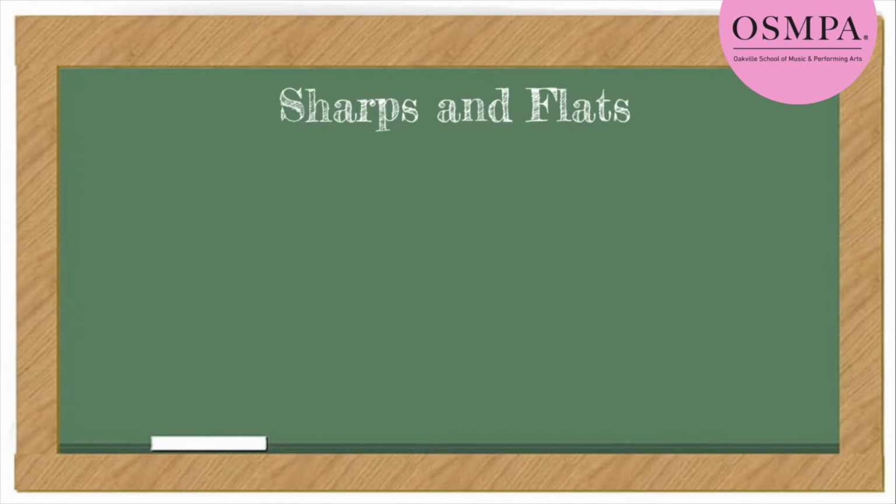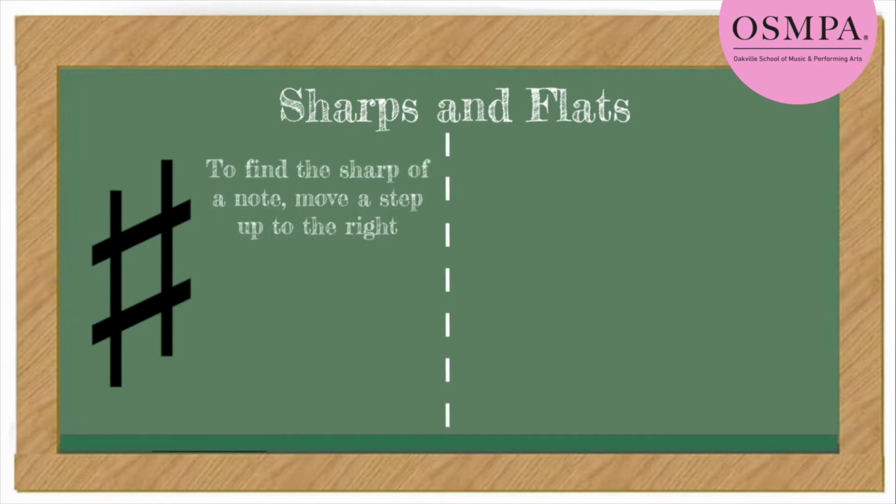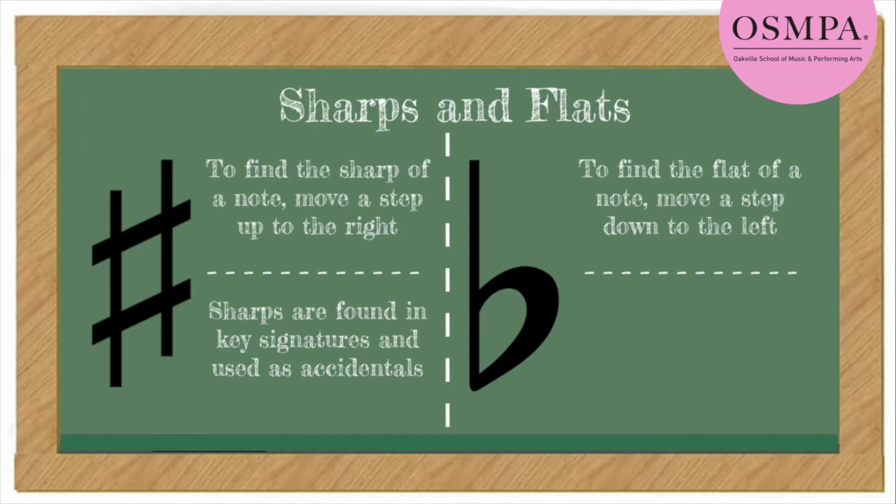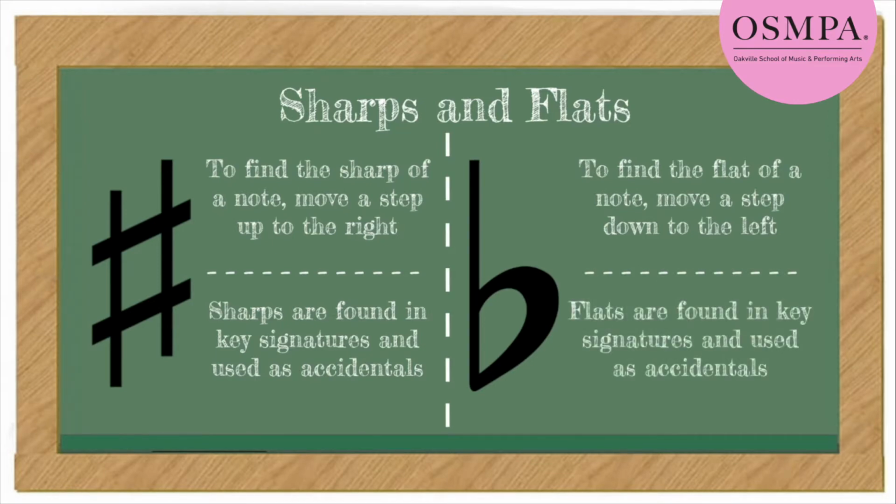Next, sharps and flats. To find a sharp of a note, you need to raise it. In other words, move a step up to the right and play that note. To find a flat, you need to lower it, meaning moving a step down to the left and playing that note. Both sharps and flats can be found as an accidental or in a key signature.